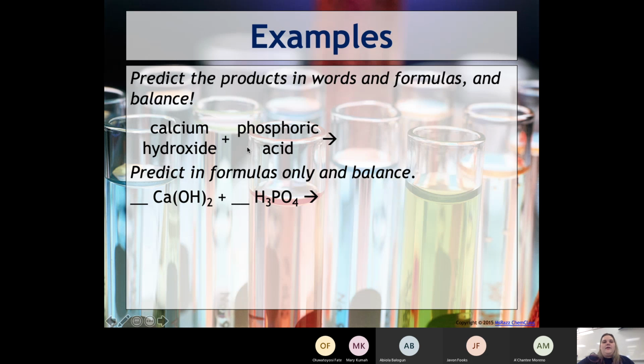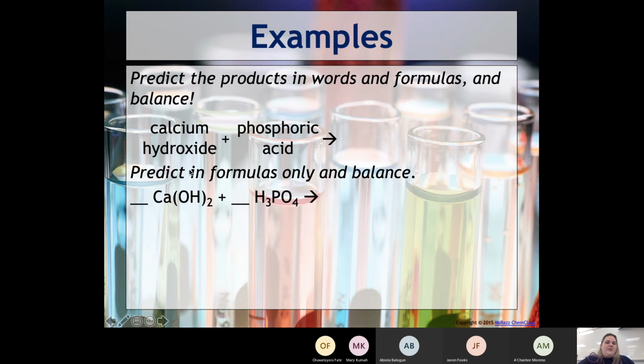Here's how I know that this is neutralization. First off, the second thing here is an acid. It has acid in the name, phosphoric acid. Acids always start with hydrogen in their formula. So if I see the name phosphoric acid, or a formula that starts with a hydrogen, that's got to be an acid.